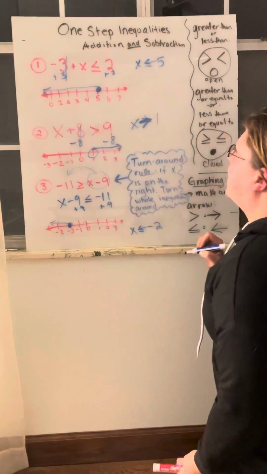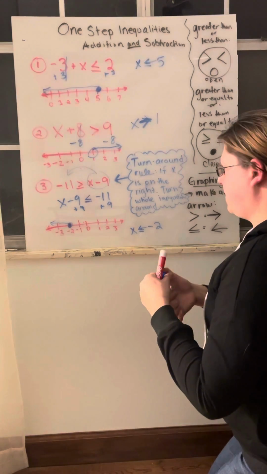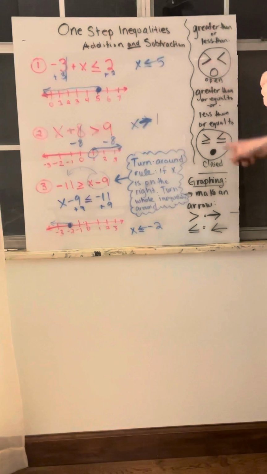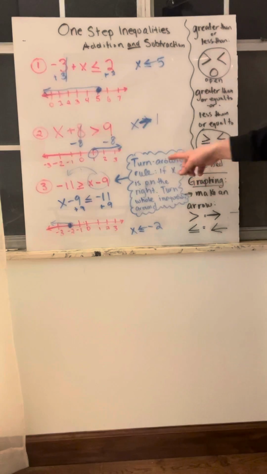And that is about it for this skill for today. So again, the main thing is to remember this stuff right here. Write this down. You need to take notes on this. And then remember your turnaround rule.